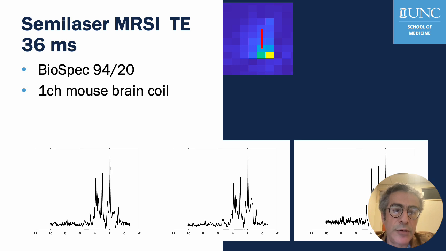We also tested our acquisition with semi-LASER spectroscopic imaging with an echo time of 36 milliseconds at 9.4 Tesla with a single-channel mouse brain coil. Illustrated here are the water-suppressed signals originating from the semi-LASER localization. The red lines indicate the individual spectra, and these are the corresponding spectra from the red line illustrated here. As can be seen, the water suppression is very efficient and the peaks are very well resolved at 9.4 Tesla.